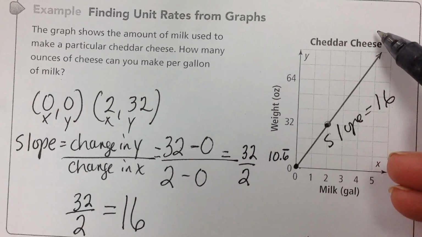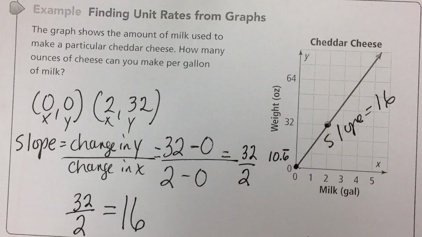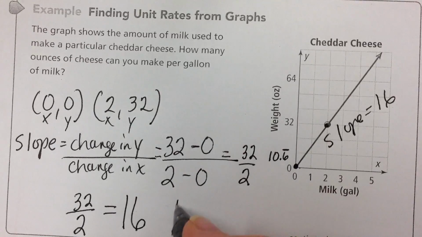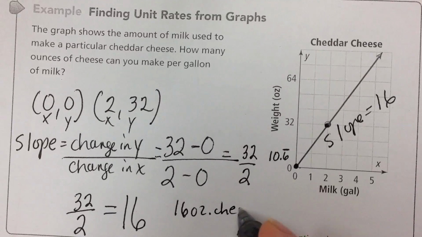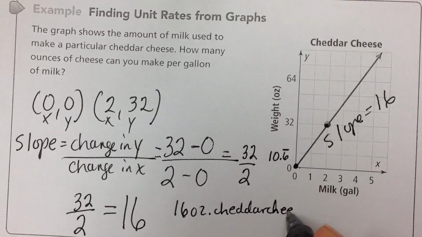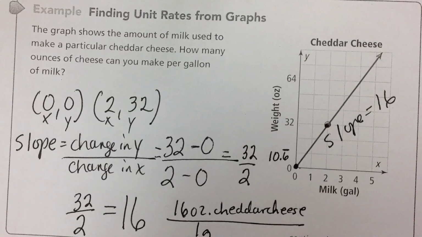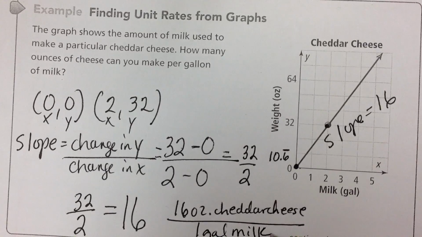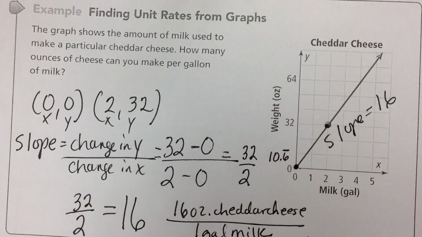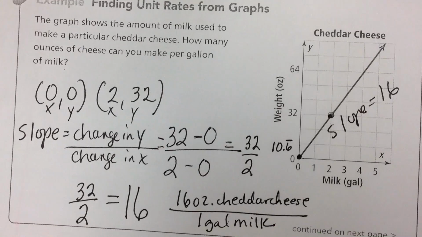This line is slanting upward. We know our slope is positive. So this slope represents 16 ounces of cheddar cheese for every 1 gallon of milk. Or we can just say 16 ounces of cheddar cheese per gallon of milk. So you can make 16 ounces of cheese per gallon of milk. When we say per gallon, that means 1 gallon. So 16 ounces of cheddar cheese per 1 gallon of milk.